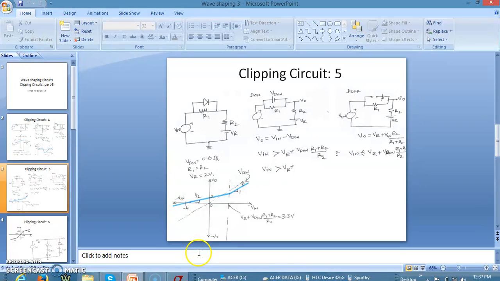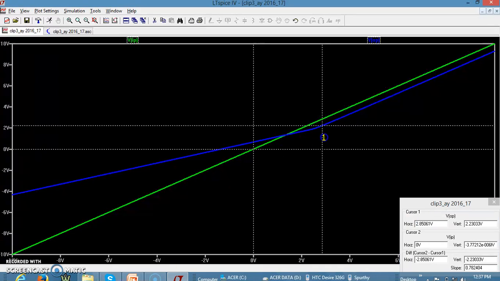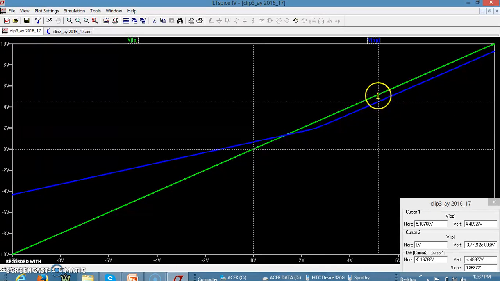So let us go back to the simulation and try to verify the same thing here. You can see once it is turned on, the output voltage follows the input voltage, but it is less by Vd on.